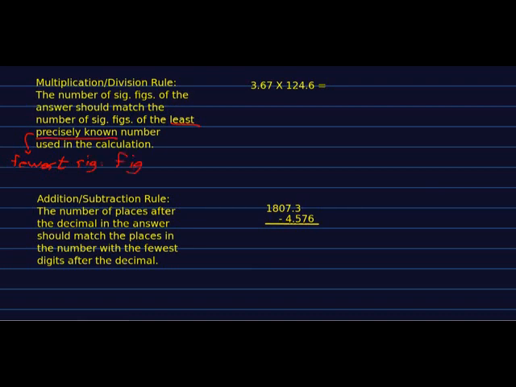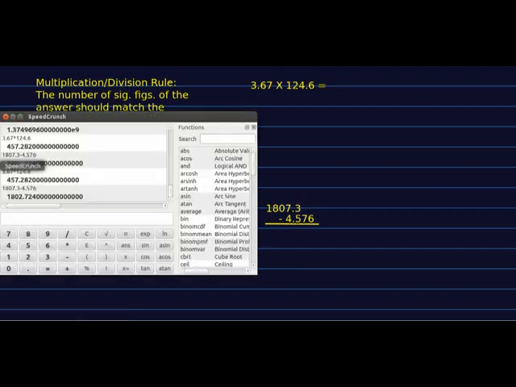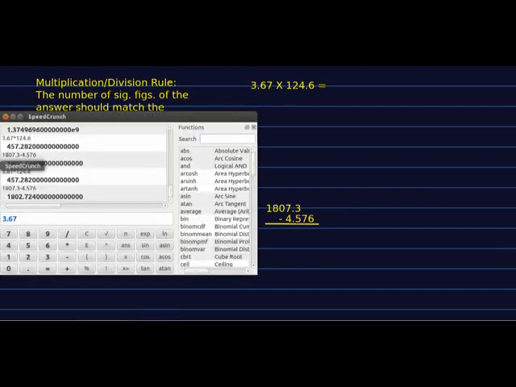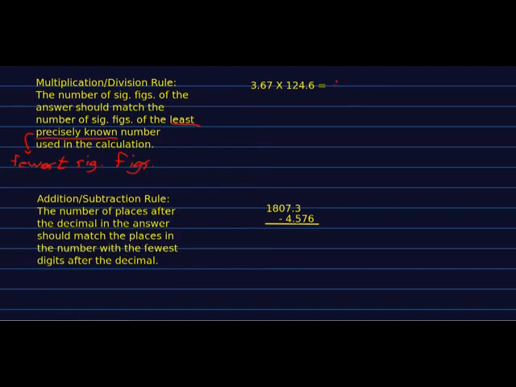So we can do that over here. Let's just take those numbers and plug them into a calculator. 3.67 times 124.6, and we get 457.282.